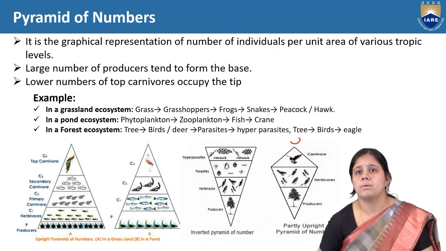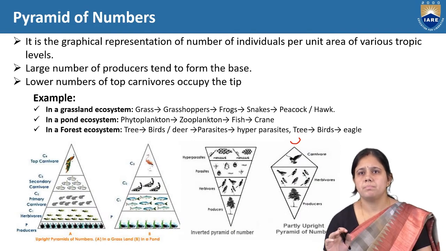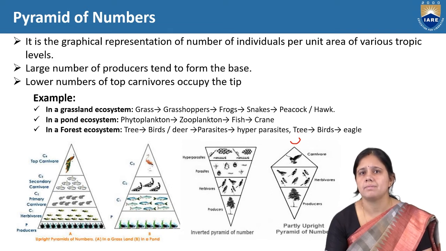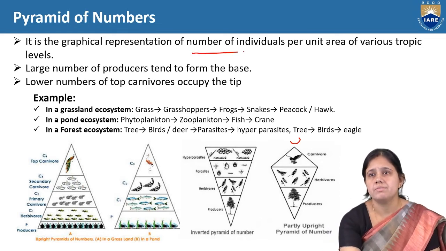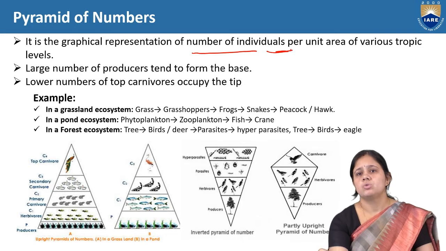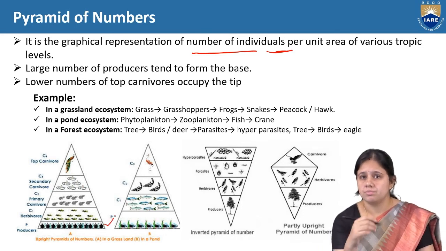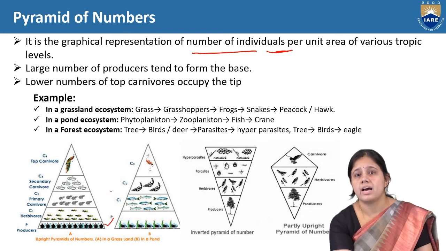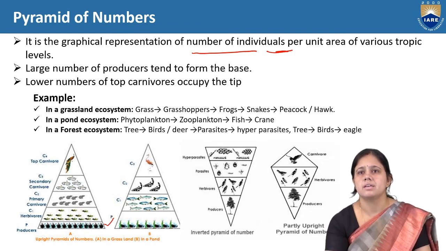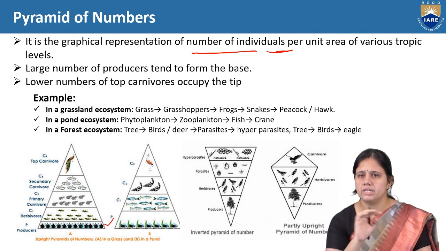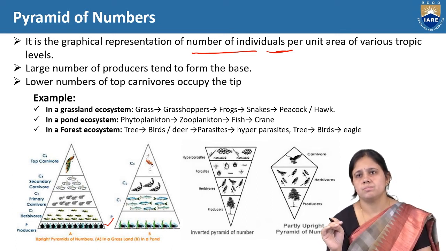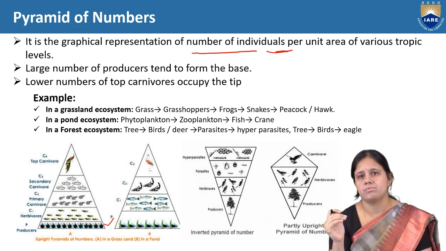So now we discuss the pyramid of number. The pyramid of number is a graphical representation of the number of individuals per unit area of various trophic levels. In the lower part there are producers, and the upper part has herbivores and carnivores. According to that, we have divided it. For all types of pyramid, a large number of producers tend to form the base and lower numbers occupy the tip of the pyramid.